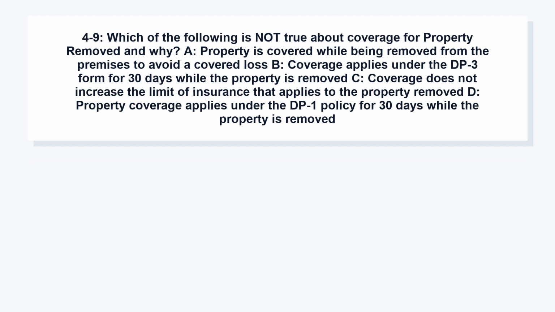49. Which of the following is not true about coverage for property removed and why? A. Property is covered while being removed from the premises to avoid a covered loss. B. Coverage applies under the DP3 form for 30 days while the property is removed. C. Coverage does not increase the limit of insurance that applies to the property removed. D. Property coverage applies under the DP1 policy for 30 days while the property is removed.